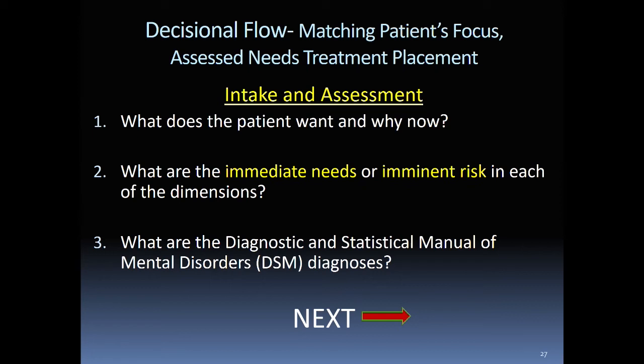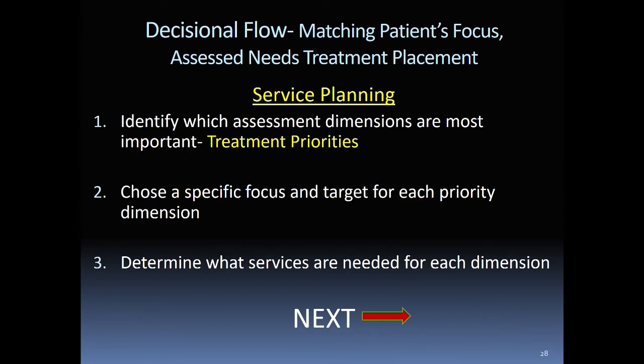And number 3, what is the Diagnostic and Statistical Manual of Mental Disorders, DSM diagnosis? Well, here it is critical to remember that within your scope of practice, clinicians would appropriately diagnose clients using this DSM-5 manual. Next slide talks about service planning. Identify which assessment dimensions are most important, the treatment priorities.